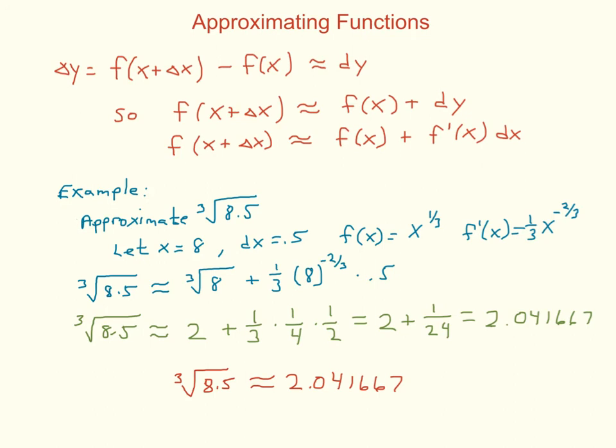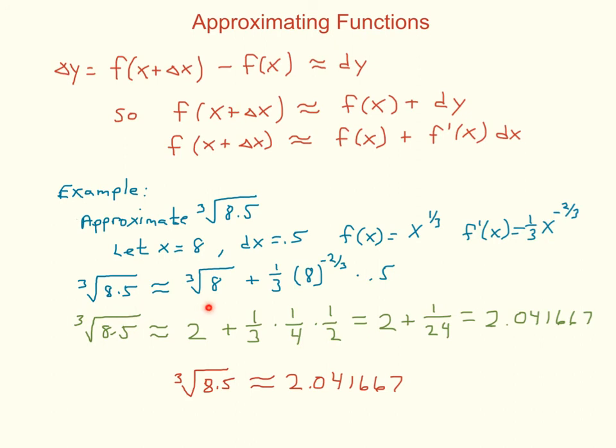So what I'm going to do in this one is let my measured value be 8, because I'm going to choose a perfect cube that's very close to 8.5. I'll let dx, or delta x, be equal to 0.5. And then I'll let f of x be the cube root of x, which would be x to the 1/3. And so f prime of x is going to be 1/3 times x to the negative 2/3, just using the power rule.